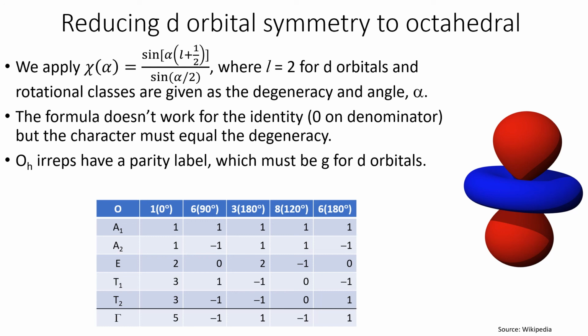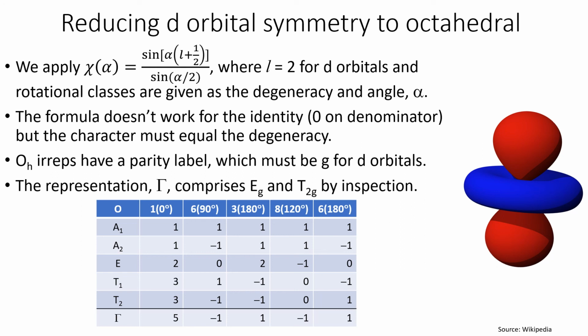And so you can see that if you reflect that through the centre, through the origin, then the phases all come out the same. This is true for all the d orbitals if you look at them, and so all the d orbitals are going to have even parity. So when we go through this process, we're not going to determine the parity label by this process, but it's fairly obvious that all these irreps are going to have G parity labels on.